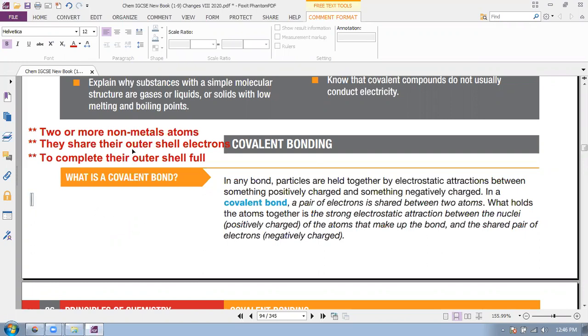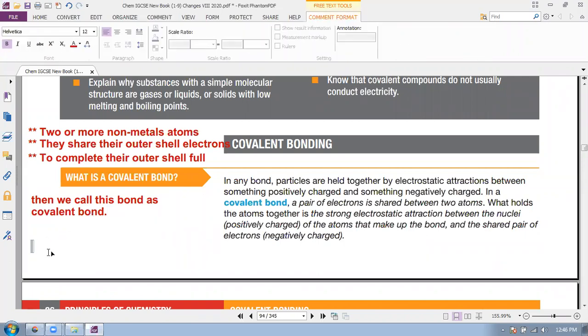So I repeat once again, some students join right now. The two or more non-metal atoms, when they share their outer shell electrons with each other to complete their outer shell full, then covalent bonds form. Then we call this bond a covalent bond.